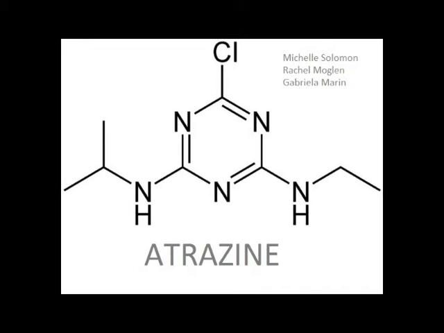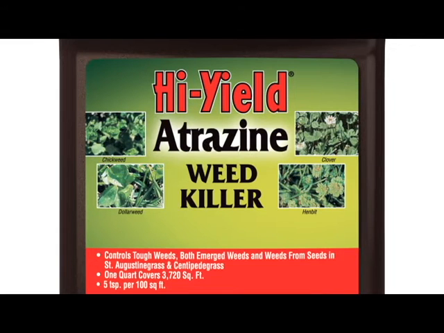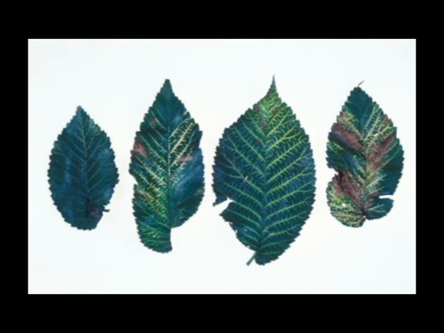Atrazine is a herbicide that is applied to crops in agricultural fields, primarily used on corn and sugarcane. It is particularly pervasive in Iowa, Illinois, and Indiana, where corn production is prominent. It is the second most widely used herbicide in the US, but it has already been banned in Europe. Atrazine is used as a pre- and post-emergence control of weeds.